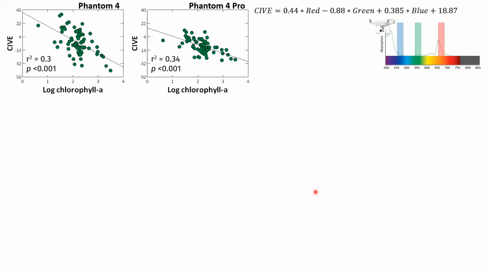So here we have our results. I'm going to show you the best vegetation index, which is here on the y-axis, for each of our 2 pigments. I'm going to start off talking about chlorophyll on the x-axis, and then I'm going to show you the individual sensors. So for the Phantom 4 and the Phantom 4 Pro, the best index was the color index of vegetation extent, so CIVE.